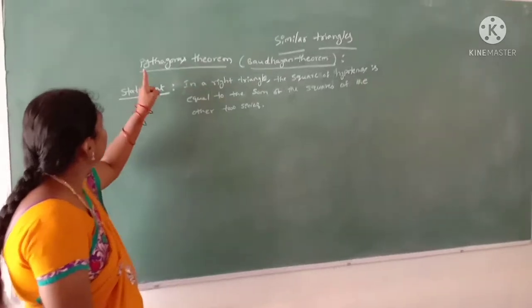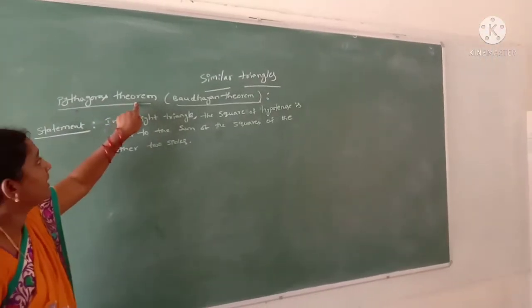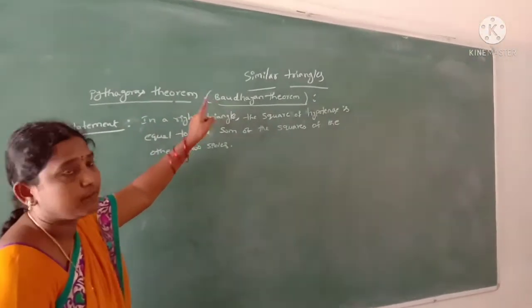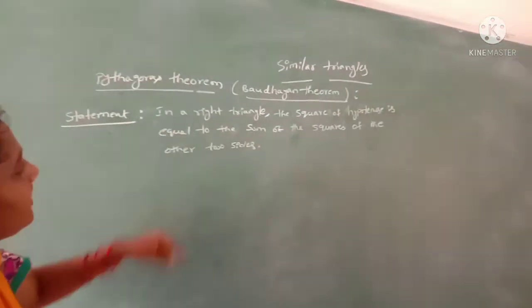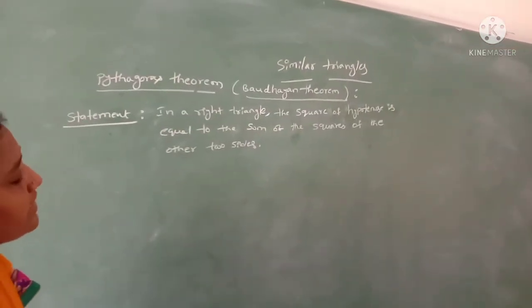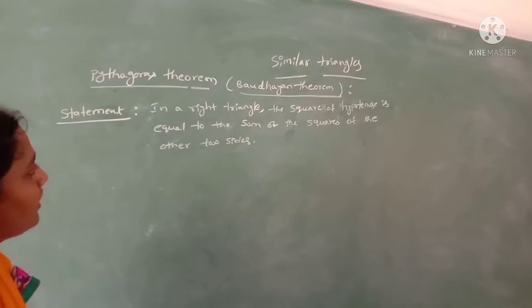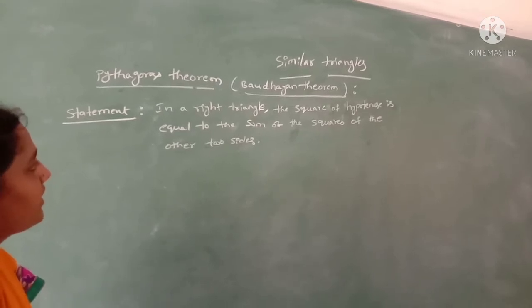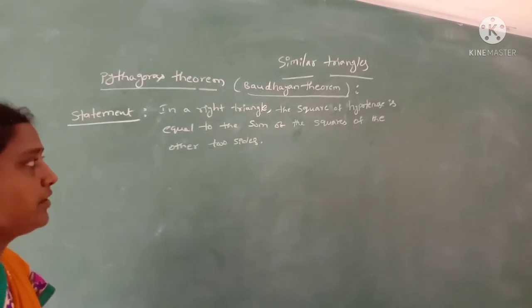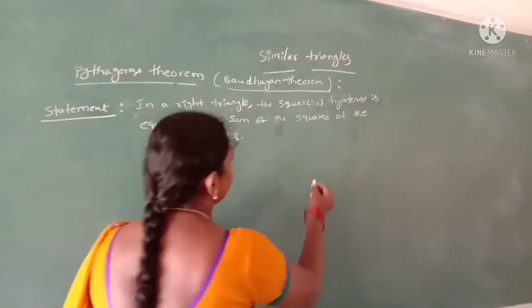Students, the Pythagoras theorem is called a Gaussian theorem. So the statement: in a right angle triangle, the square of the hypotenuse is equal to the sum of the squares of the other two sides. First we draw the figure.